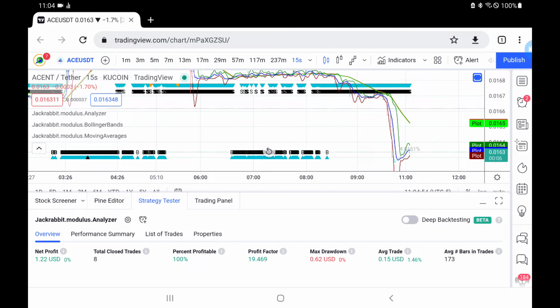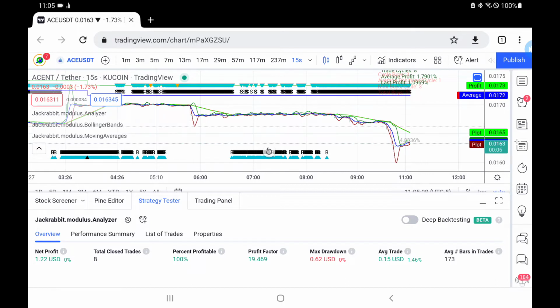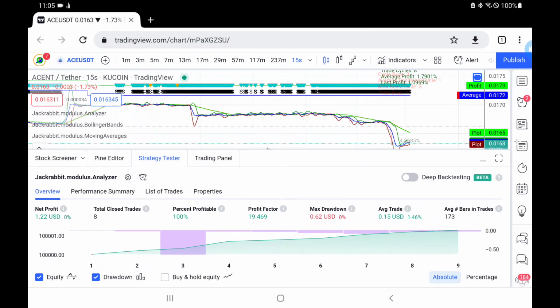Okay, 8 trades, 100% profitability. I don't necessarily believe that, but what can I say? So let's see how this looks. Here we are, TradingView's new updated engines to display everything out. It's not bad. It's simple. It's complete. It does a good job. Profit factor of 19. That's good.